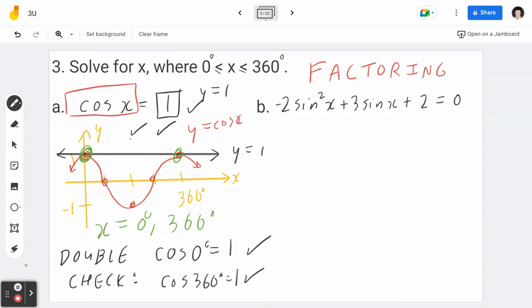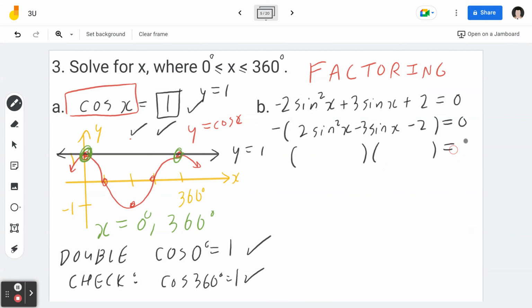Welcome back. So here's the first step. Factor negative 1 to the front. What I mean is, if you factor out negative 1 to the front, in brackets, it's going to be 2 sine squared x minus 3 sine x minus 2. And of course, you can divide both sides by negative 1, so the negative 1 disappears.